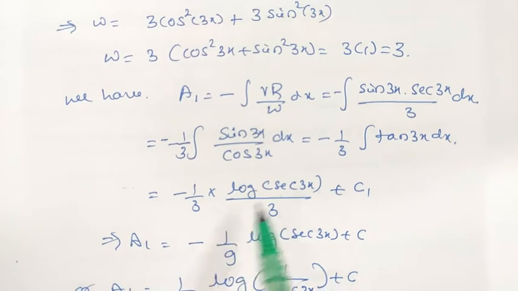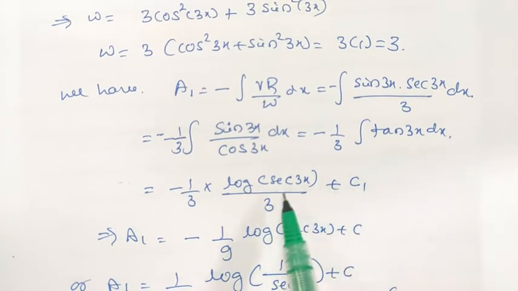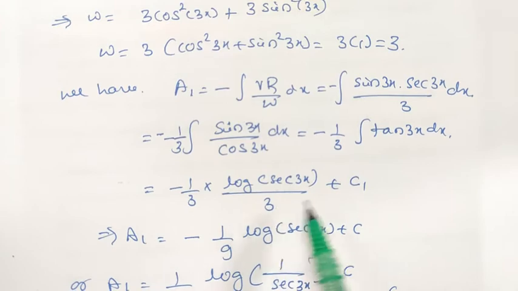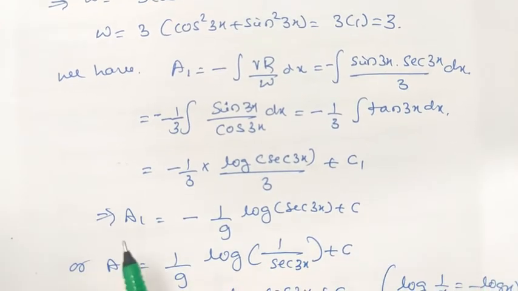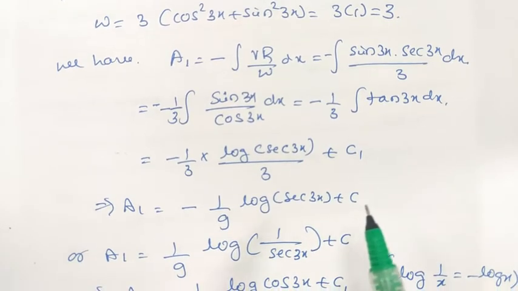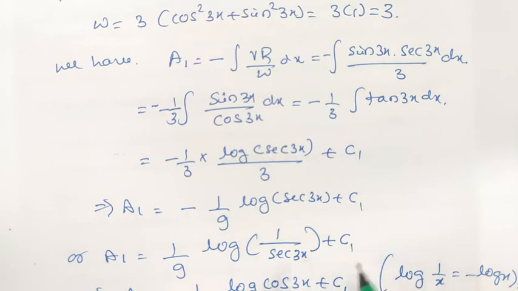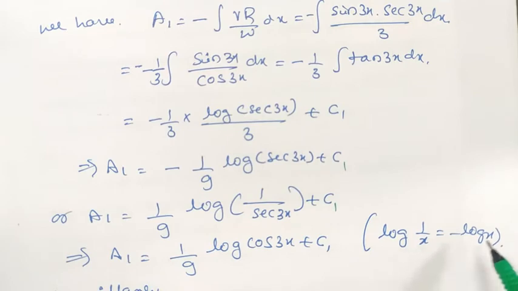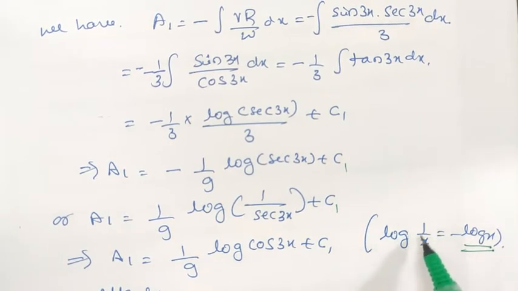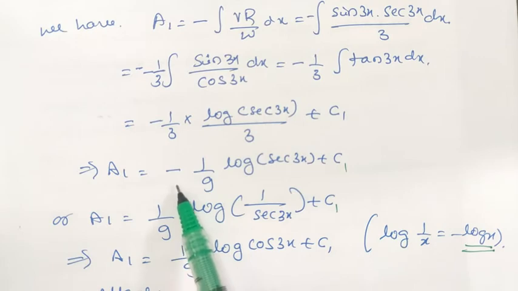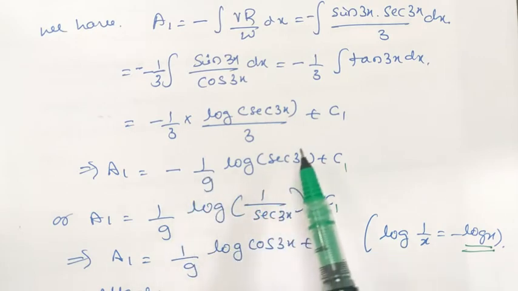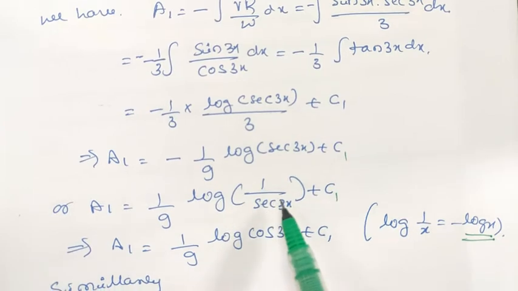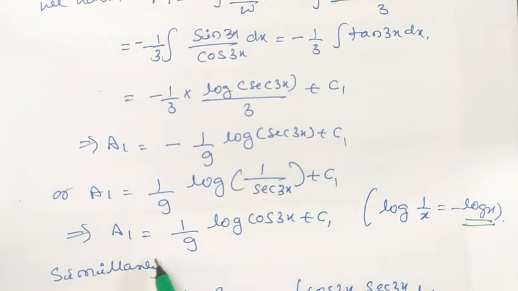So it is minus 1 by 3. Integration of tan ax, you know, is log of sec ax divided by a. So it is log of sec 3x divided by 3 plus the constant of integration c. This implies a1 is equal to minus 1 by 9 log of sec 3x plus c, or c1 we can take, both are same. Log of 1 by x is minus log x. If it is negative, then we can take the reciprocal of this function. So to remove this minus, you take log of 1 by sec 3x. That is, 1 by sec 3x is cos 3x. So this implies a1 is 1 by 9 log of cos 3x plus c1.